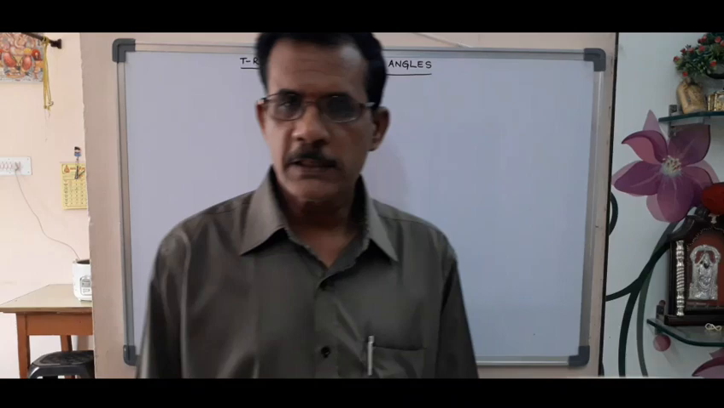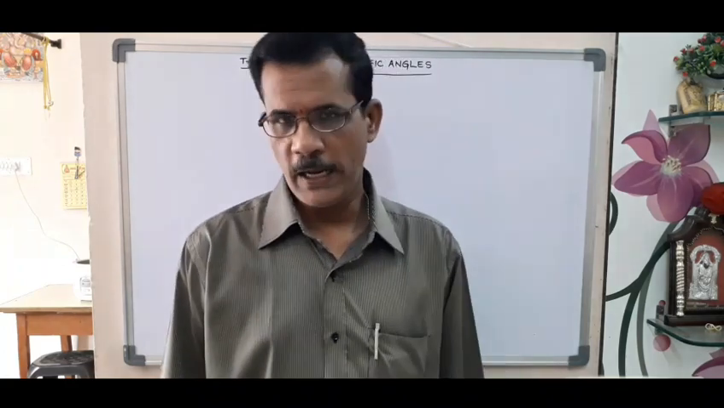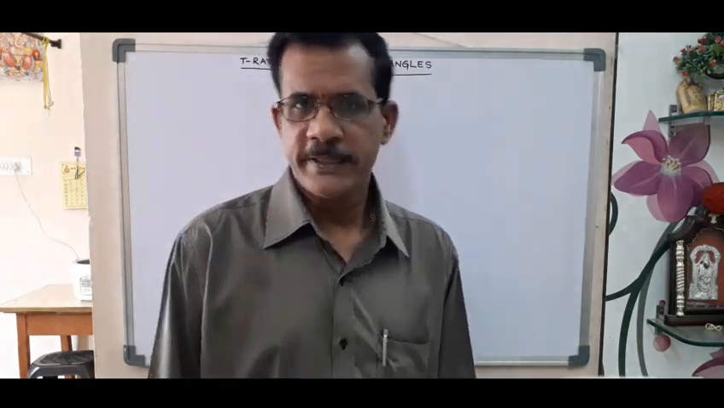Hi friends, today in this class you will learn trigonometric ratios of some specific angles. Angles are 0, 30, 45, 60 and 90 degrees. How to find these values? Sin 0, sin 30, sin 45, sin 60, sin 90. In the same way other trigonometric ratios values. Let us see it.